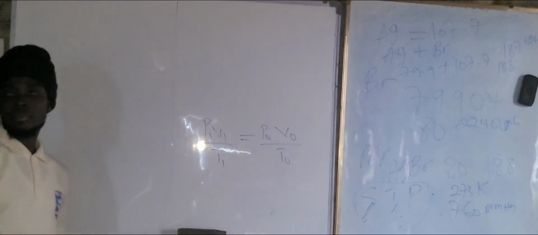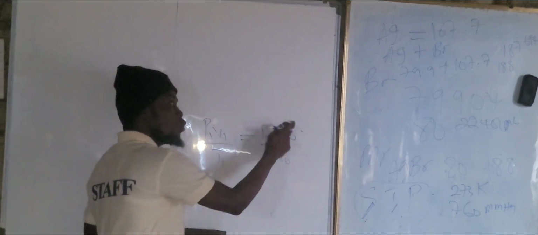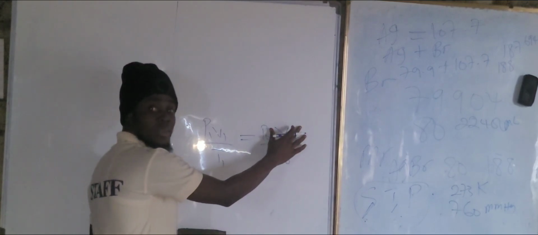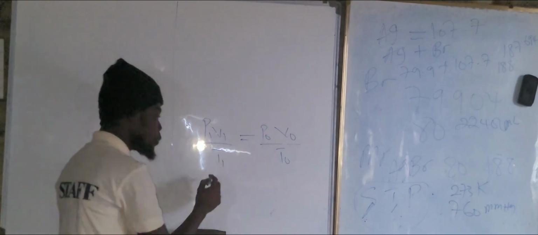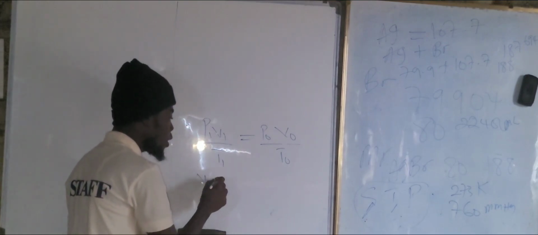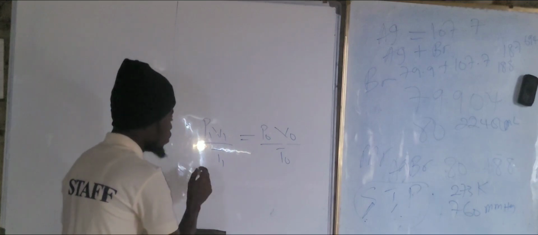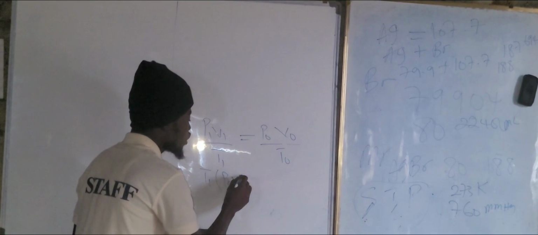Okay, now the next step: we have to find the volume, V0. What do we do here? Make this the subject, or let me say cross multiply for you to understand better. When you cross multiply, we're going to have V0 multiplied by T1 into P0.